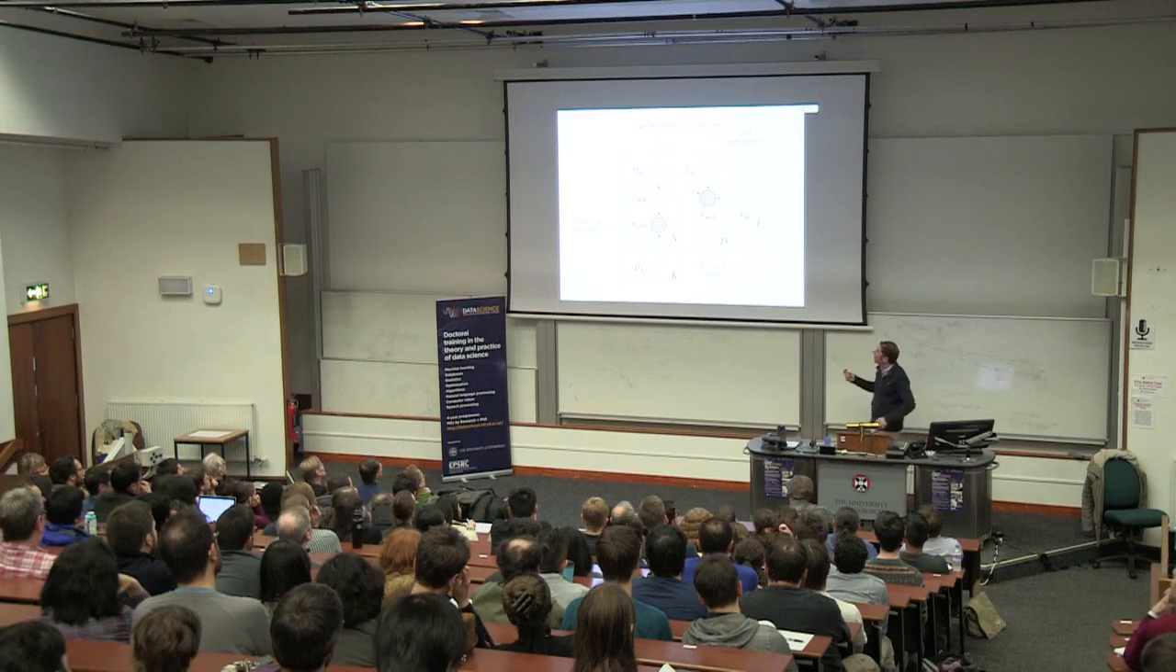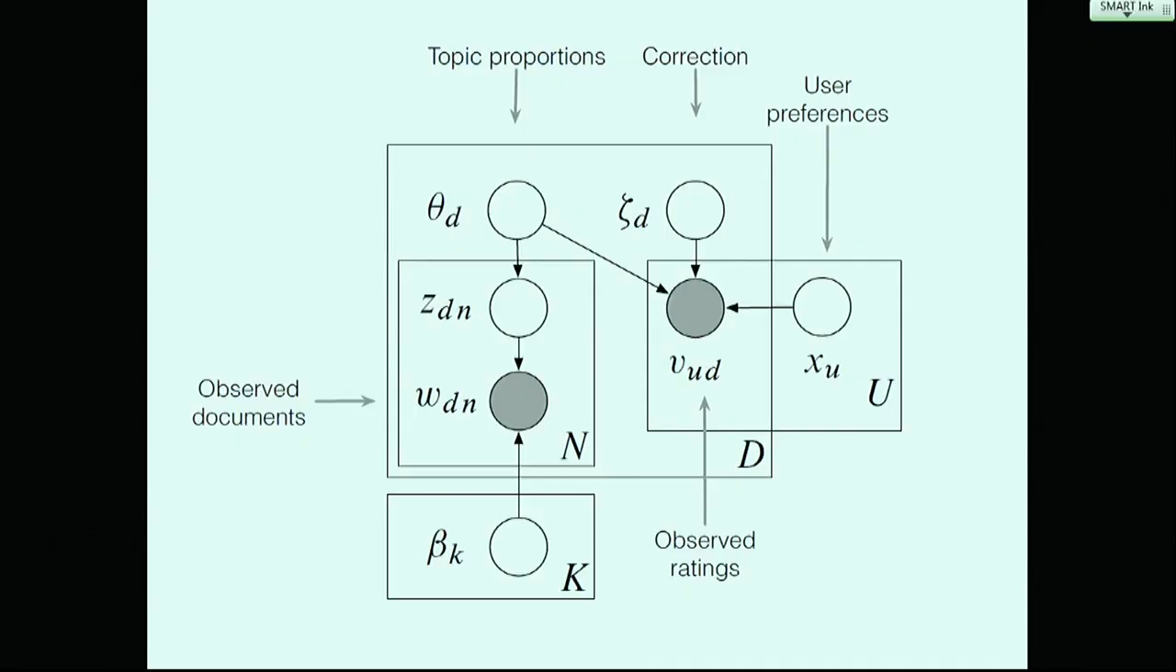So here's the probability model. And you can see on the left, we have LDA. So I'll explain it. On the left, we have LDA. We have a D plate, those are documents, and the left column of random variables is LDA as I just described: topic proportions, topic assignments, and words, and topics.